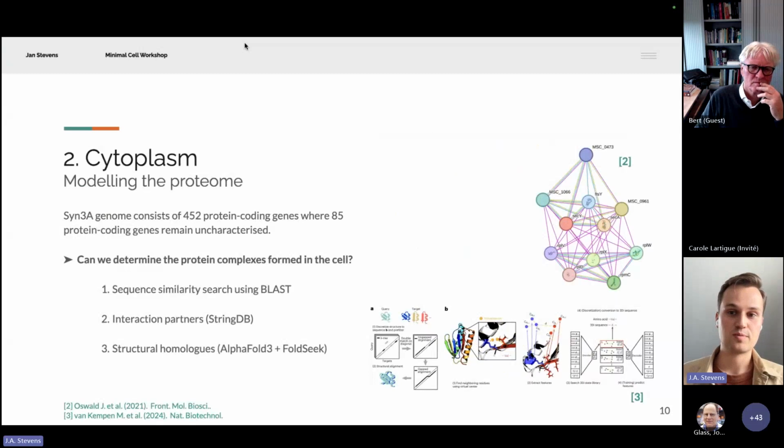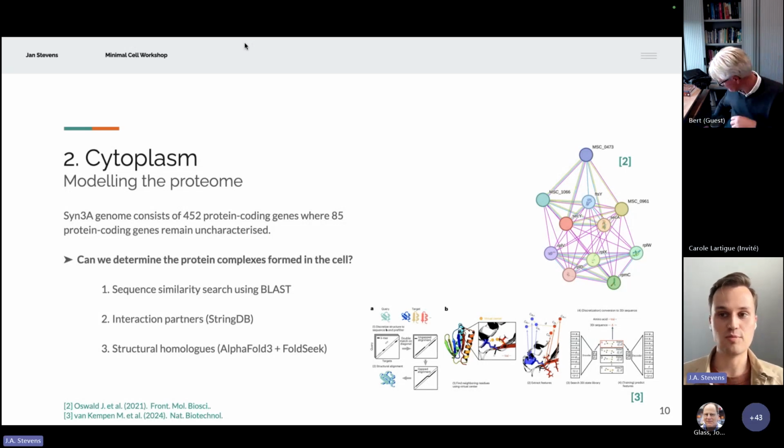Having modeled the chromosome, the next step would be to model the cytoplasm which goes around the chromosome, which we did by first starting to look at the proteome. So using the genome and the annotations in the genome, we can quite accurately, using structure prediction methods like AlphaFold, go from the genome to a chromosome up to a protein structure.